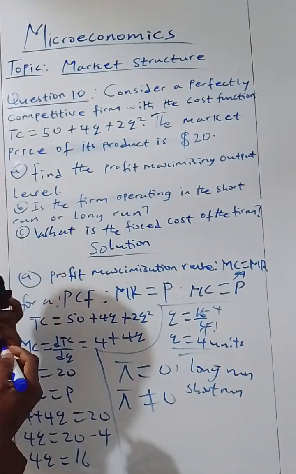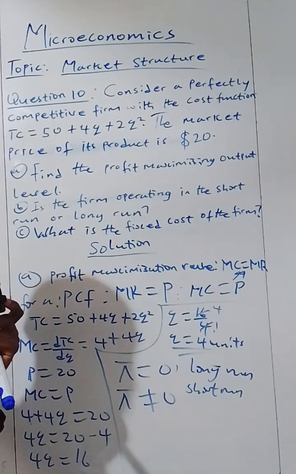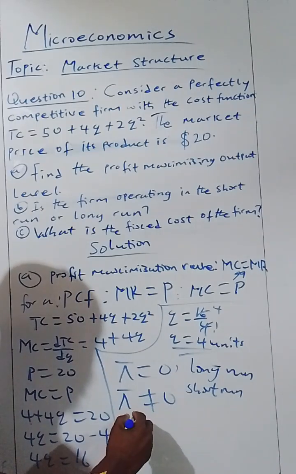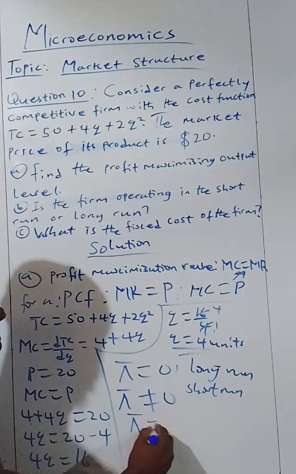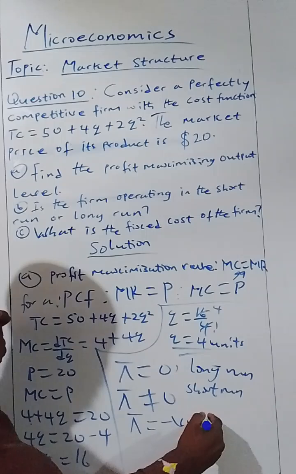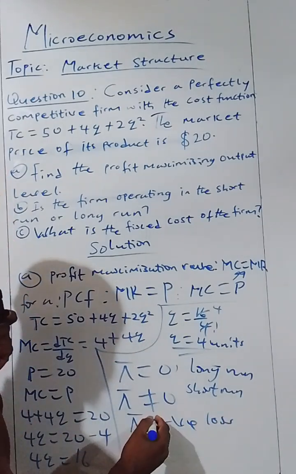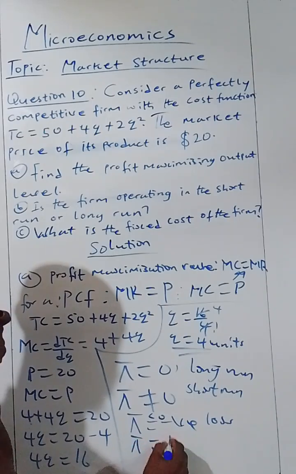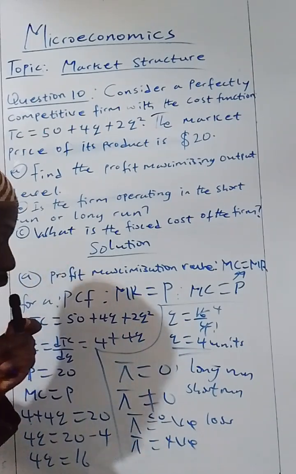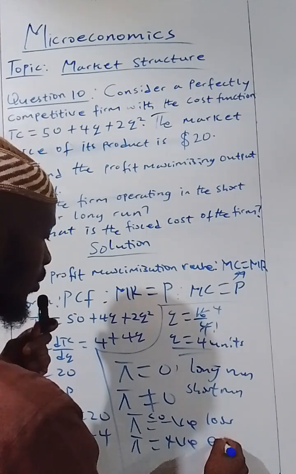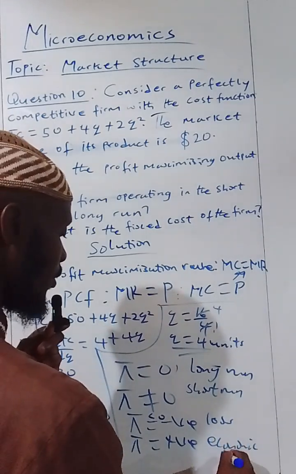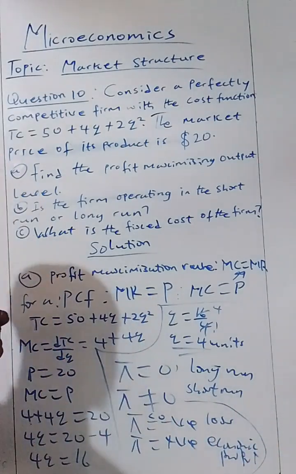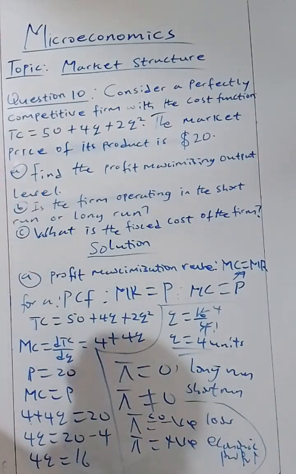Okay? If the profit is not equal to zero, the firm is operating in the short run. That's what we are going to use. Not equal to zero could be that the profit is negative, that is loss. When the profit is negative, it is loss. That is, profit is less than zero, that is loss. If the profit is positive, that is making economic profit, that is also short run. So these are the criteria we are going to use.